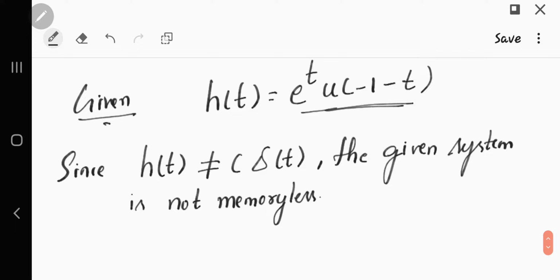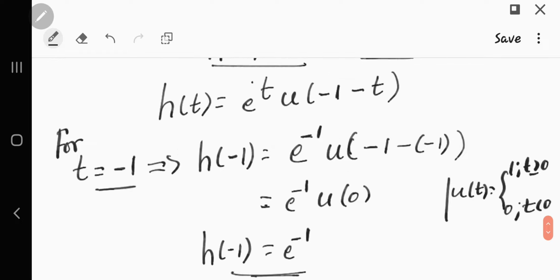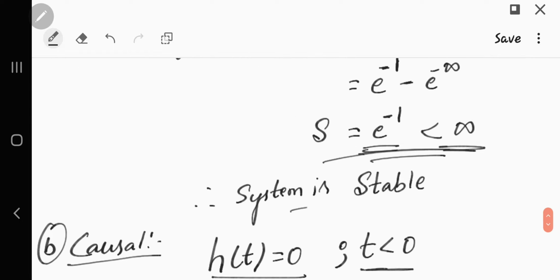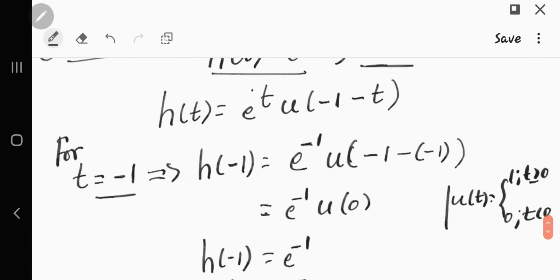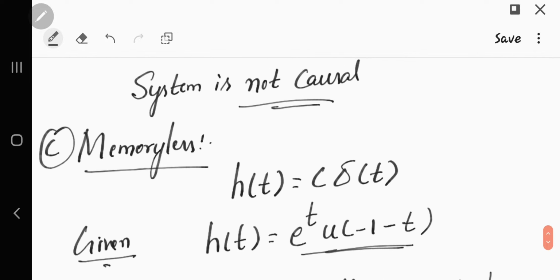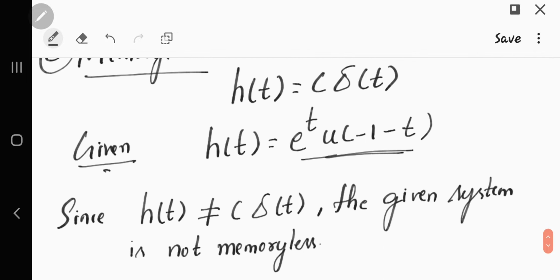Okay, so the given system is stable but not a causal system, and it possesses memory, so that's why it is not a memoryless system. Hope you have understood these properties and how we applied them to verify whether the given system possesses these properties or not.